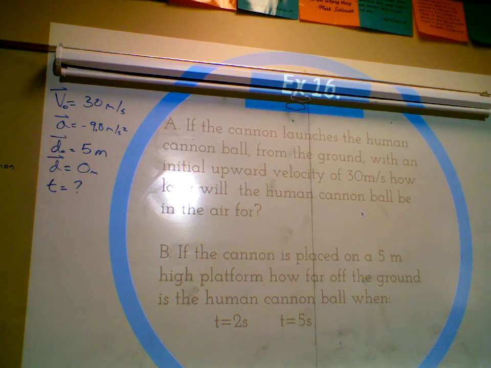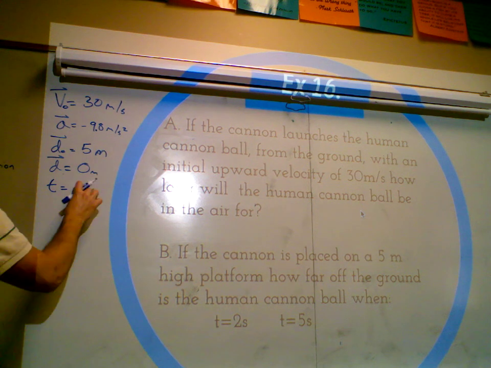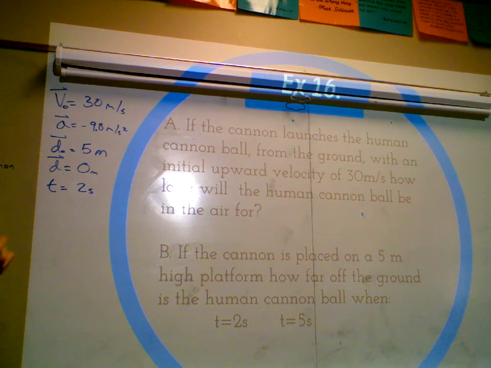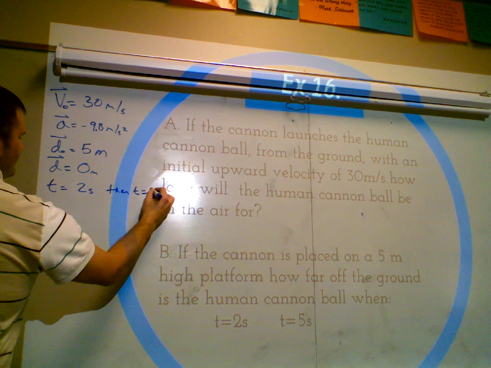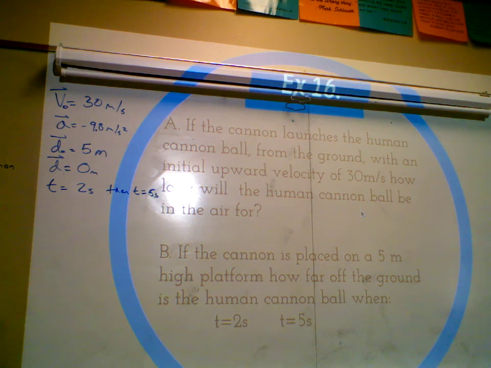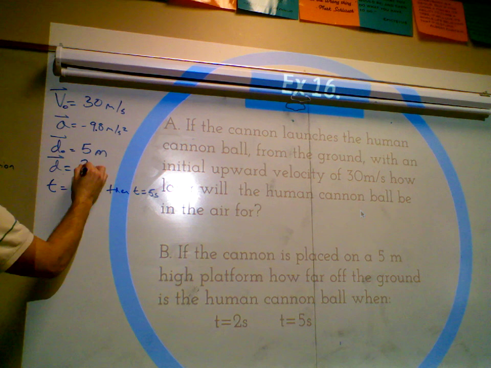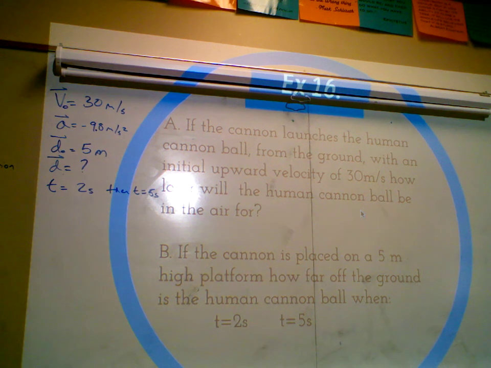What else changes? Time is 2 and 5. 2 seconds the first time, and then 5 seconds the second time. Alright. What are we trying to find? The height. So we're trying to find the final position, right? Same equation or different one? Same equation. Can you guys find those heights?